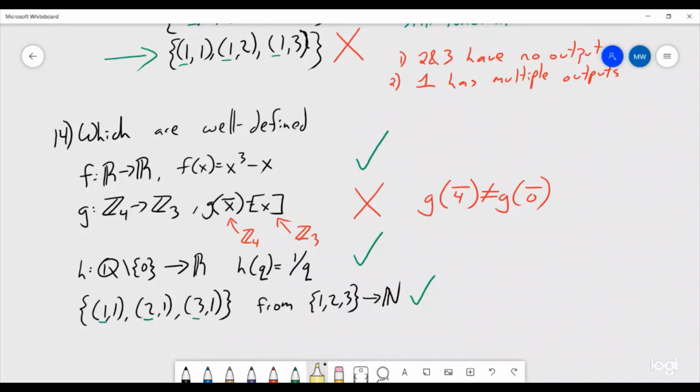So here, the class of 4 and the class of 0 are the same input in Z4. Because they're the same input, if it was well-defined, they would have to give the same output. But because they give different outputs, that is why they are not well-defined. The same input gives multiple outputs. That means it's not well-defined.